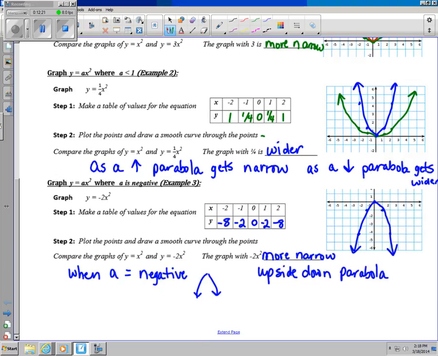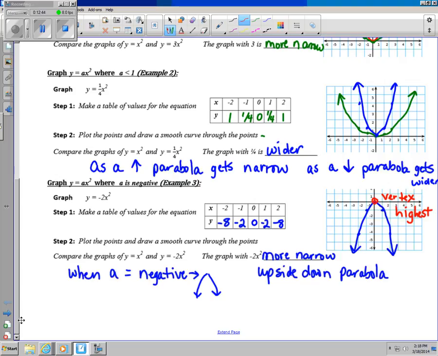Okay? You have an upside down parabola. That's the difference here. Now, this is when our vertex right here, the vertex is not the lowest point, but the highest point. Okay?